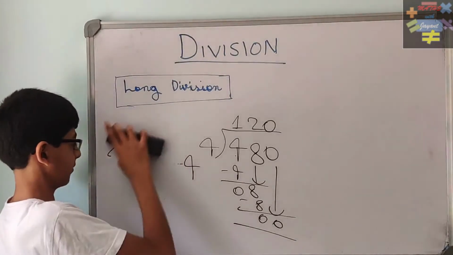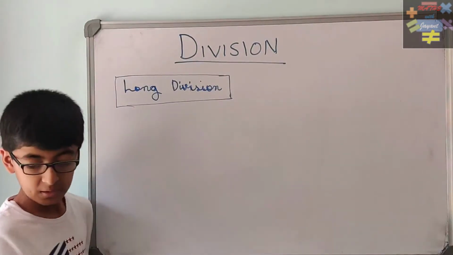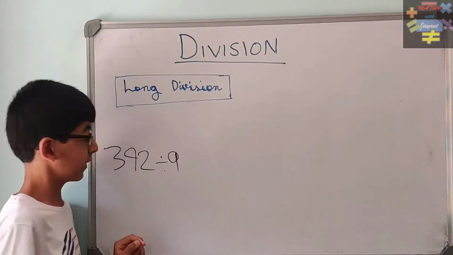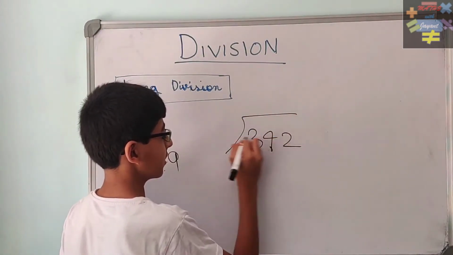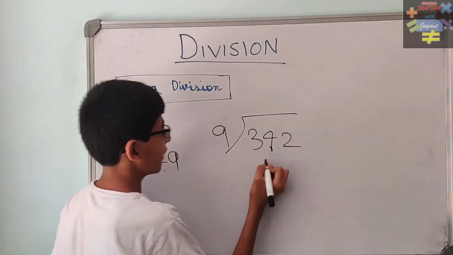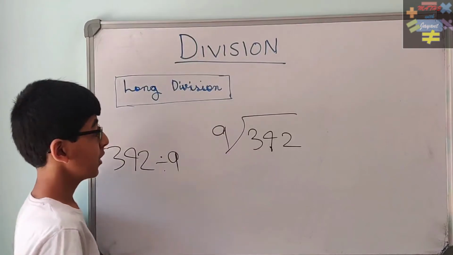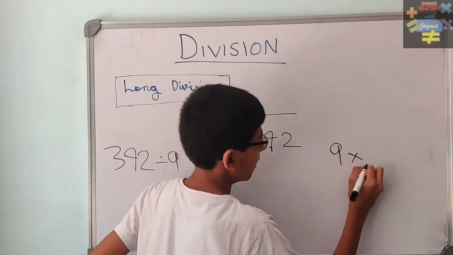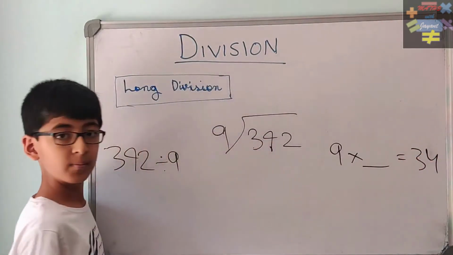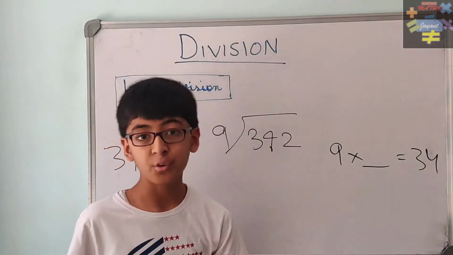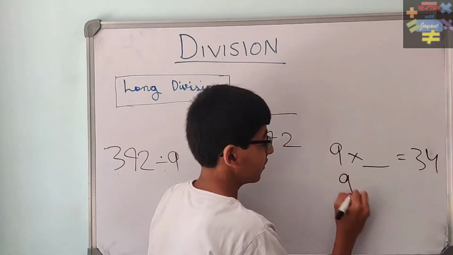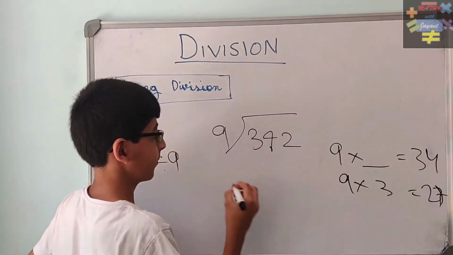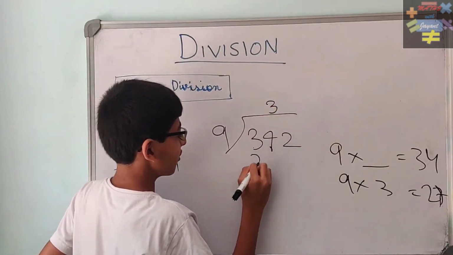Now, let us solve another question, that is 342 divided by 9. How do we solve this? First step, write 342 over here and 9 over here. Now, we start with the first digit. 9 somethings give us 3? No, 3 is smaller. So we directly take the first two digits, 34. 9 somethings give us 34? No. Is there any number less than 34 that comes in the table of 9? Yes. We know that 9 threes are 27. It is close to 34 and a bit less. So now we can write that.